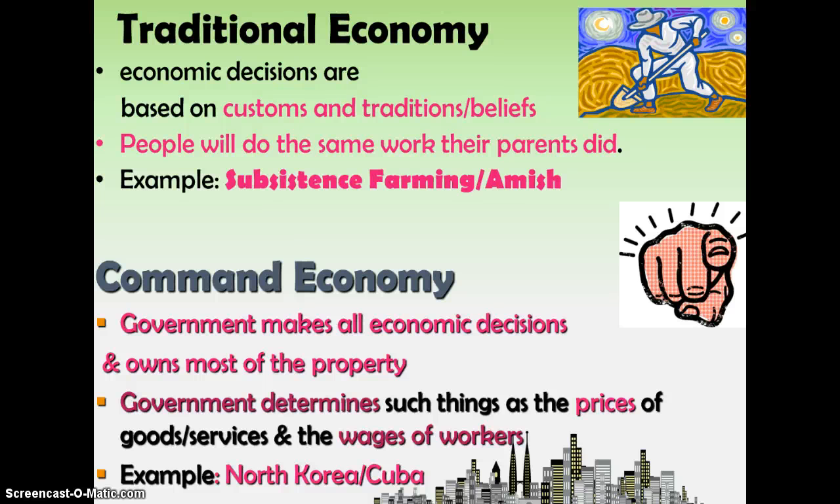A command economy, which is the 2nd economic system, is where the government makes all the economic decisions. They own the property, they make the decisions, they tell you what you're going to do, how much to make, and who you're going to make it for. The government determines the prices and the wages of the workers. Perfect examples are North Korea, Cuba, and Vietnam. Most of those communist countries have a command economy.